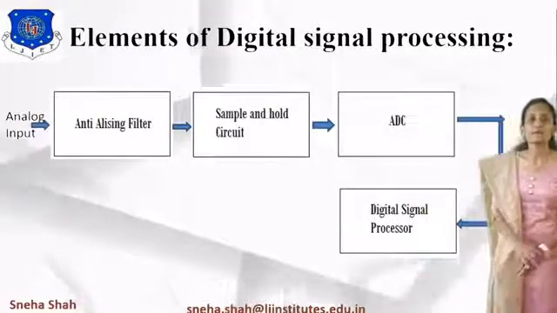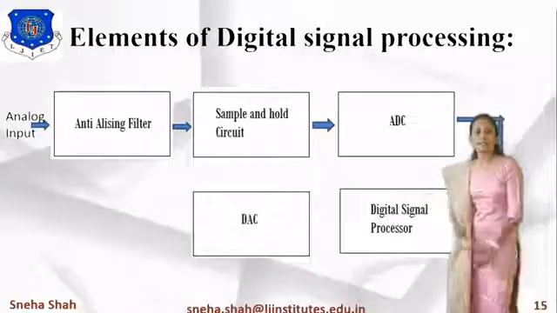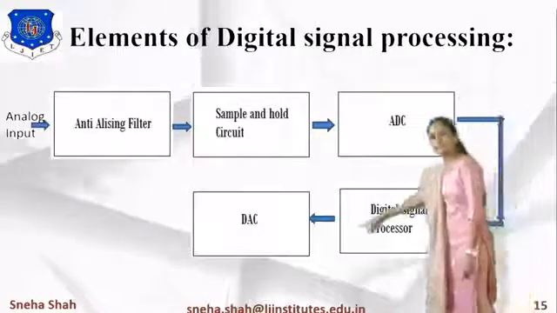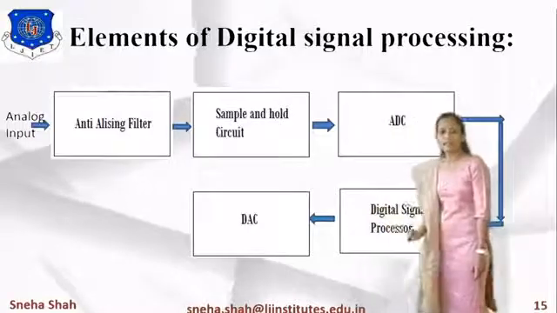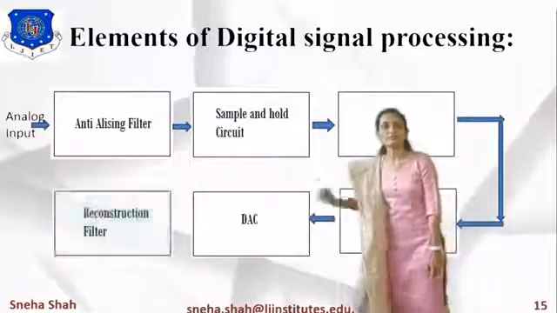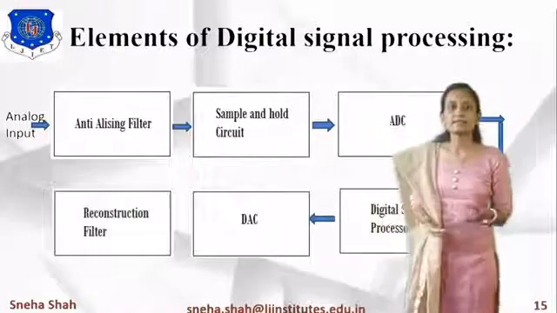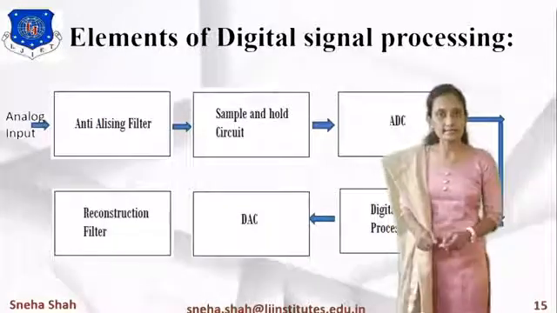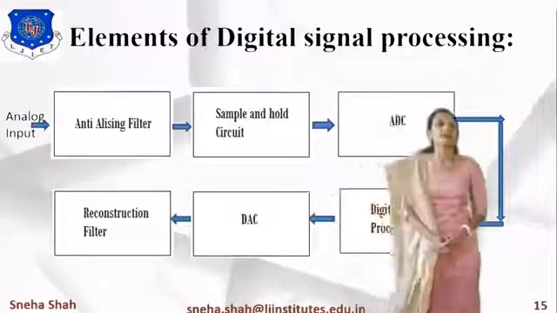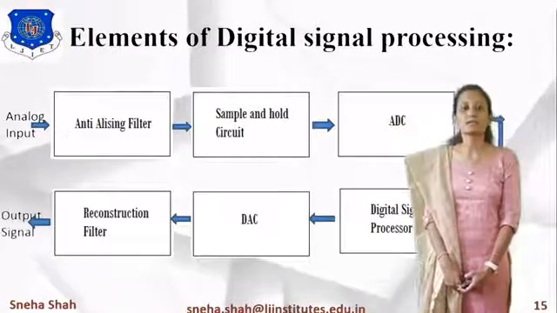So we have to convert this digital signal into analog by using the digital to analog converter. The output of this digital signal processor is given to this digital to analog converter. It will convert this digital signal into analog form, and its output will be given to the reconstruction filter, in case noise occurs in the reconstruction of the signal. So the output of this DAC is given to the reconstruction filter, and it will give you the output signal which you require.